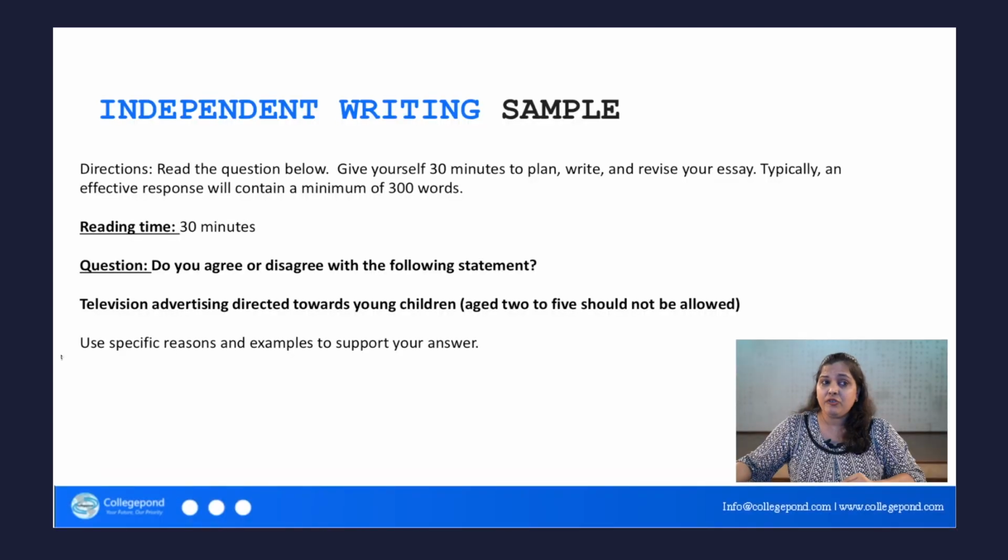When you look at these keywords, you will get a gist of what you're supposed to do. Please note that topic development is the main thing in your writing task. If you don't develop the topic well, you will not get a good score at the end of the day. You have to use specific reasons and examples to support your answer. Which means if you're talking about television advertising not being good for children, you have to give examples and you have to give reasons to why you feel that way. So please keep that in mind. This is very important for your examination.